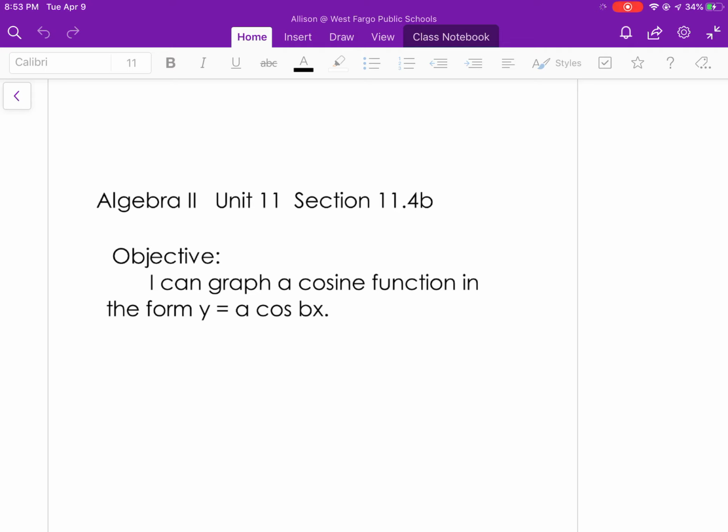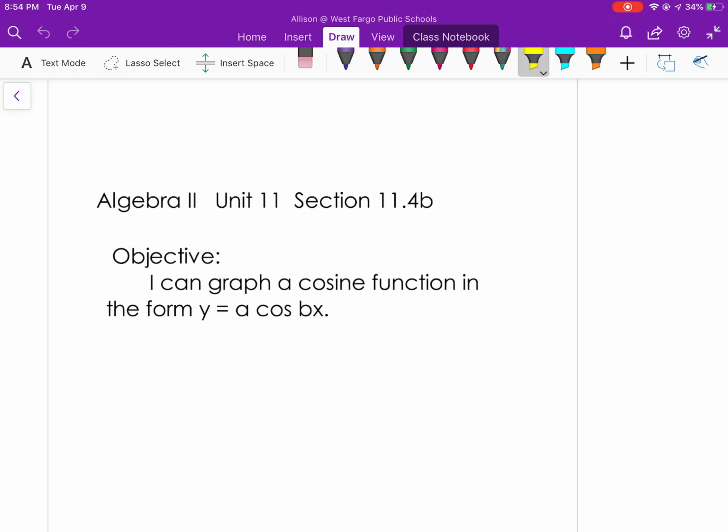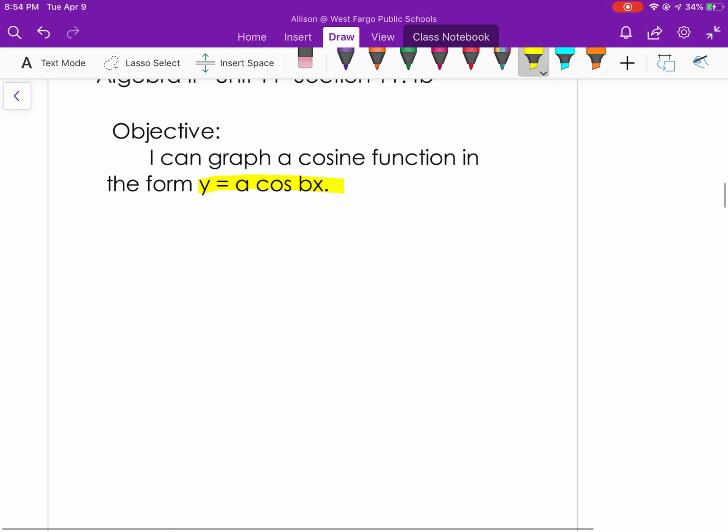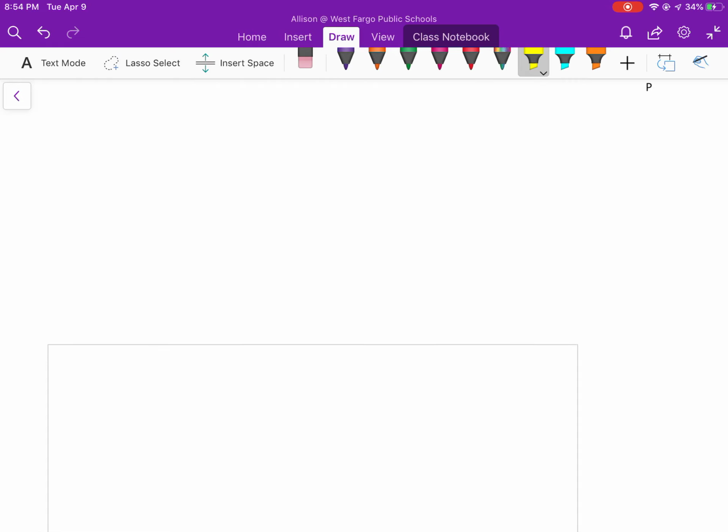Mrs. Anderson here. This video is going to cover cosine function graphing. It's the second part of 11.4, so 11.4b. Hopefully you've already watched the video on graphing sine, because it's going to be very similar, and I go into a lot more detail with that one. So here we go.